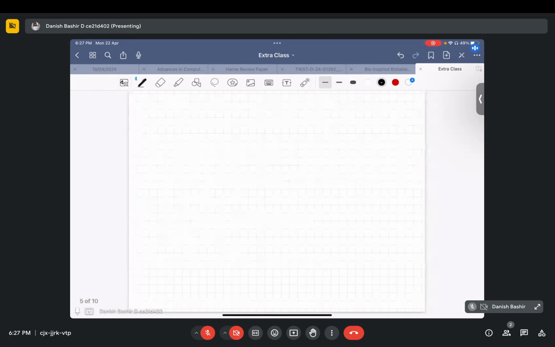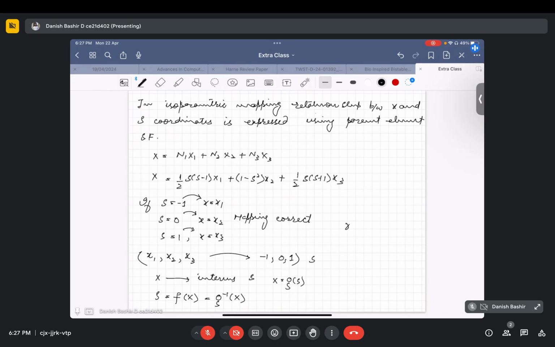If we compute the derivative du by dx, differentiation of the primary variable with respect to x, we can write it as du by ds times ds by dx. Note from the isoparametric mapping, ds by dx cannot be calculated directly. We have x as a function of s, so we can easily calculate dx by ds, but ds by dx is very difficult to calculate. So we first calculate dx by ds, which is called the Jacobian, and it is then inverted to get ds by dx.